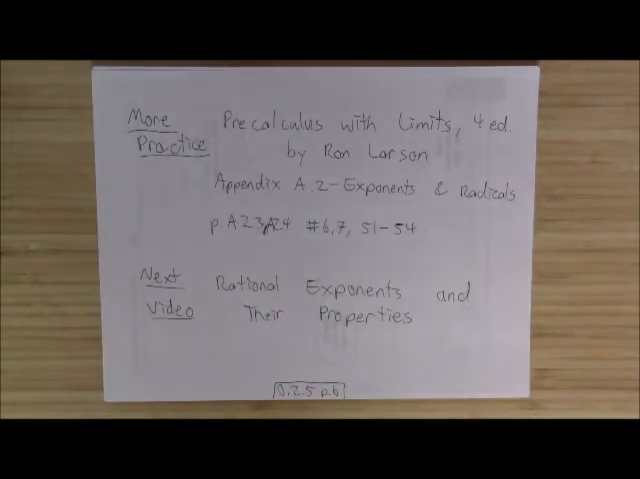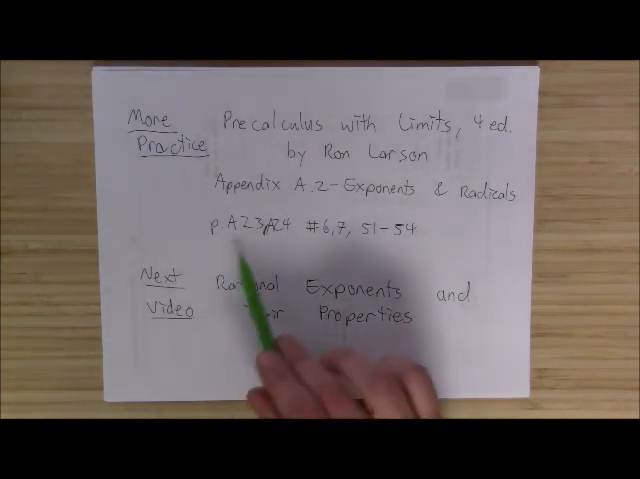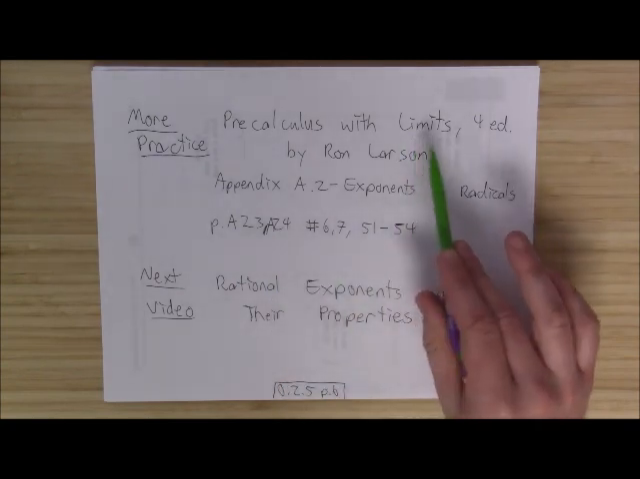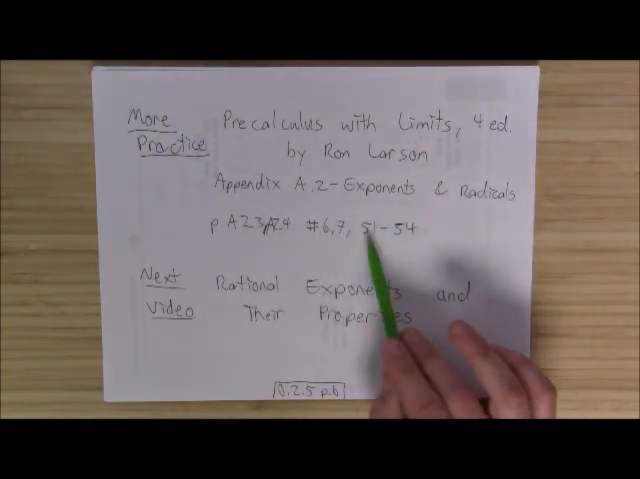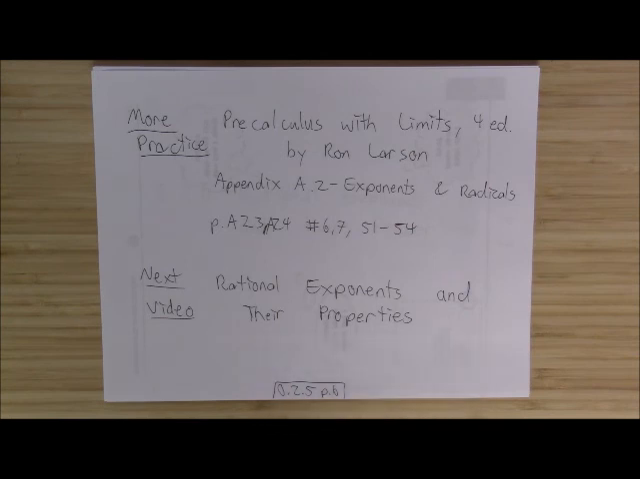If you would like more practice at learning how to rationalize the denominator, be sure to look at pages A23 and A24 of the textbook, numbers 6, 7, and 51 through 54. In our next video, we'll finish off this section with rational exponents and their properties.